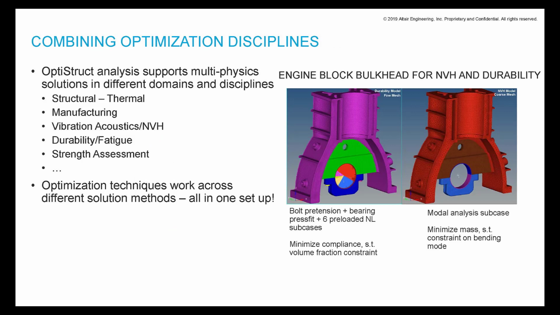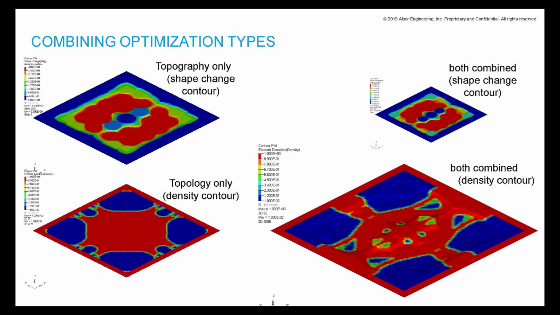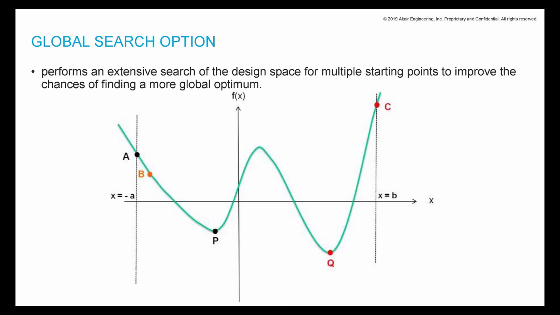Multidisciplinary design optimization enables multiple disciplines to be combined in a single optimization problem. If more than one optimization type is defined, for example both topography and topology optimization, OptiStruct will automatically perform the combined optimization. The Global Search option performs an extensive search of the design space for multiple starting points to improve the chances of finding a more global optimum.